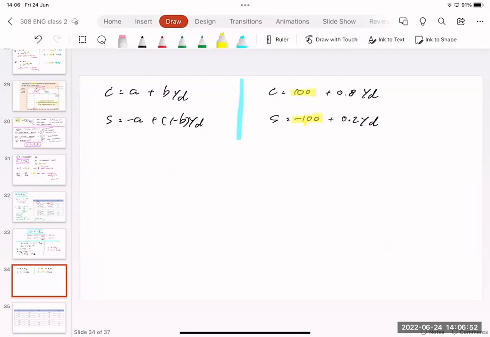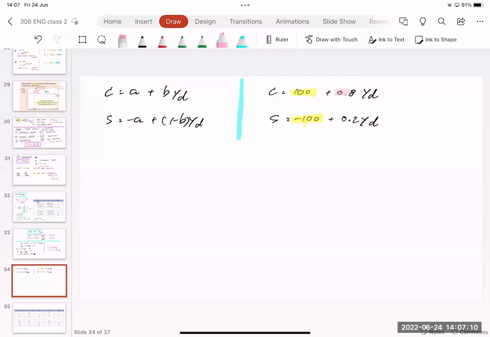100 in C means that you don't have any money, you need 100 baht in order to survive. Minus 100 in S means that you don't have money but you need to spend 100. So how are you going to do it? You need to borrow from someone.